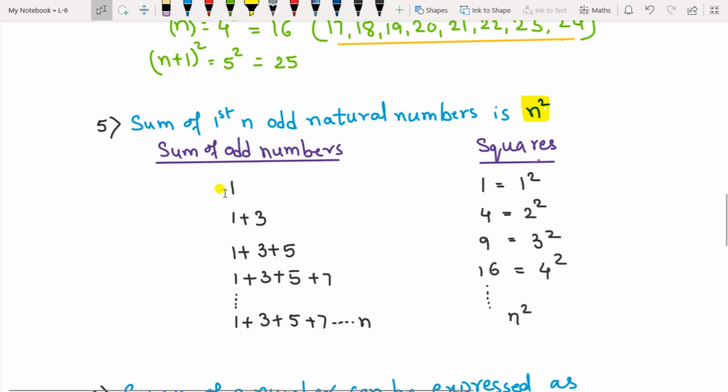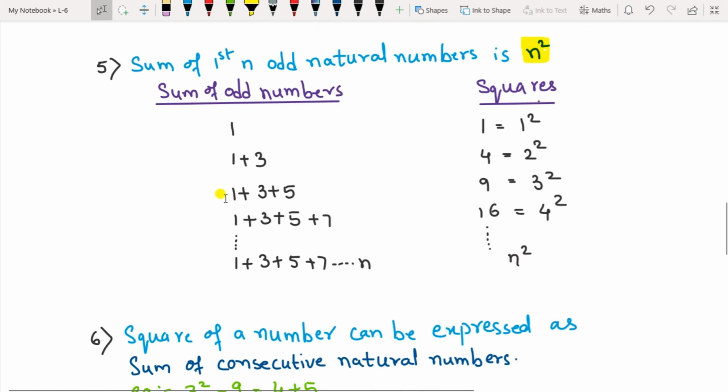So here, suppose 1 is there, 1 is the square of 1. Then 1 plus 3 means 4, and 4 is the square of 2. 1 plus 3 plus 5 is a total of 9, so it is the square of 3. Or otherwise, you can also see the total number of odd numbers added here. Suppose 1 plus 3 plus 5, so total numbers are 3 here, so it is the square of 3. That way also you can learn it.